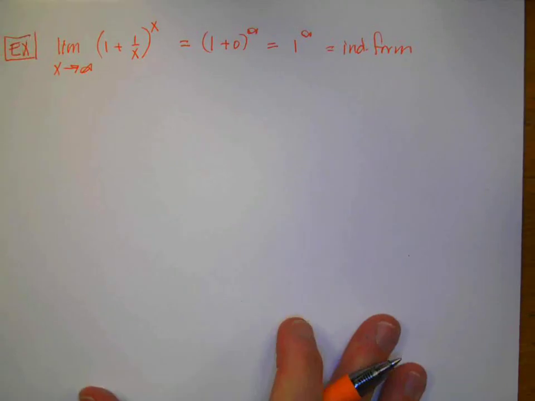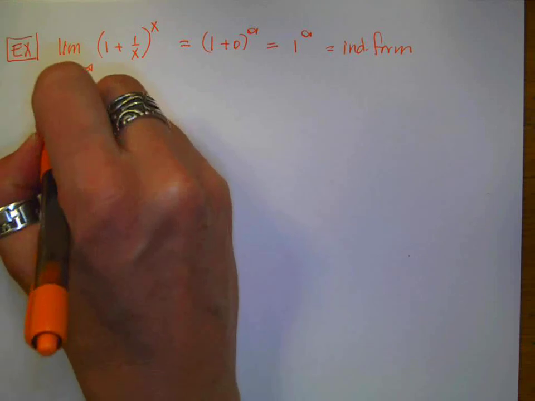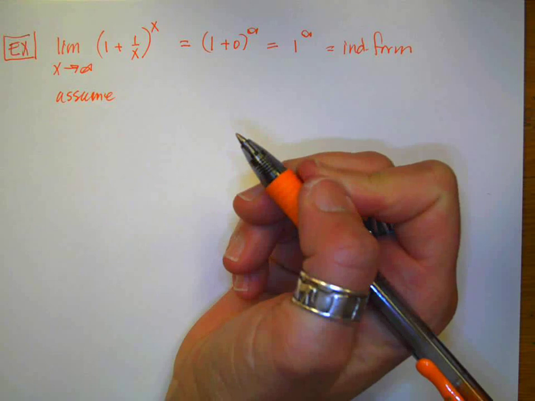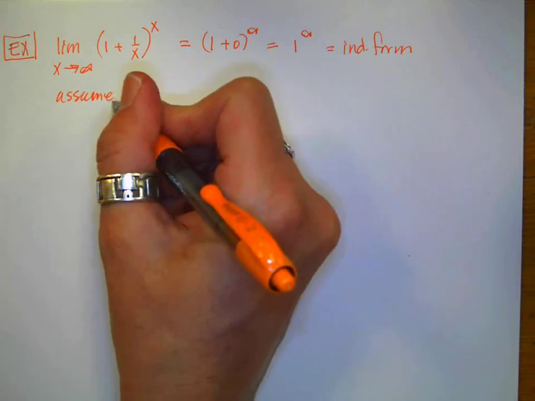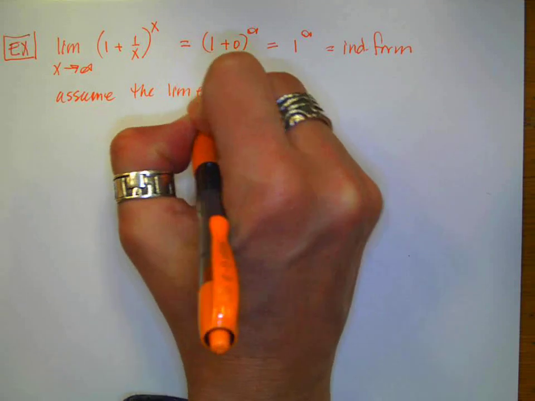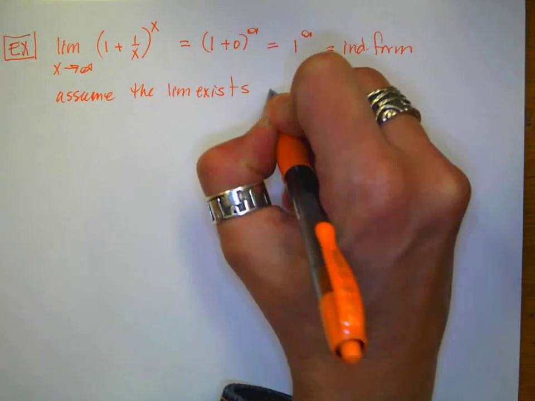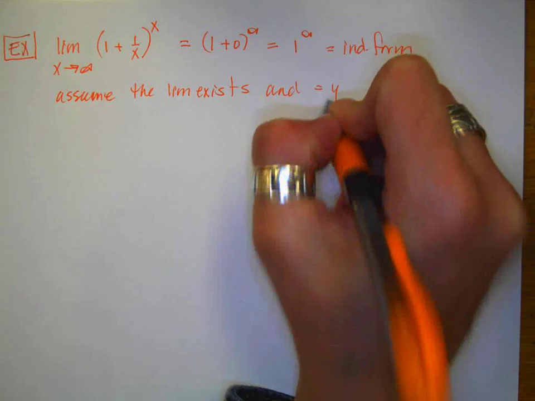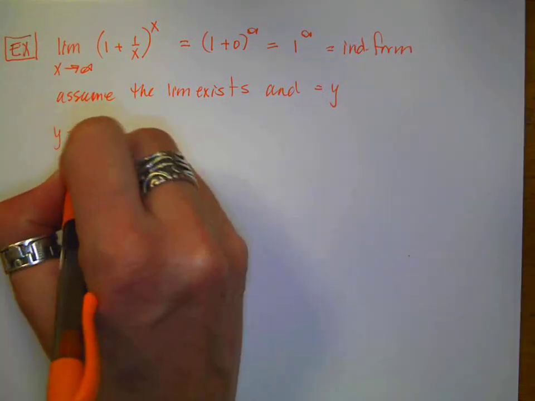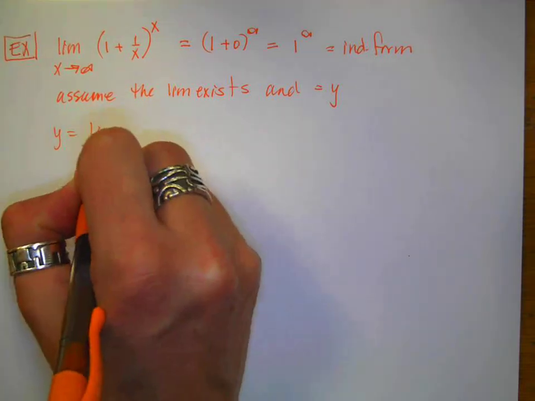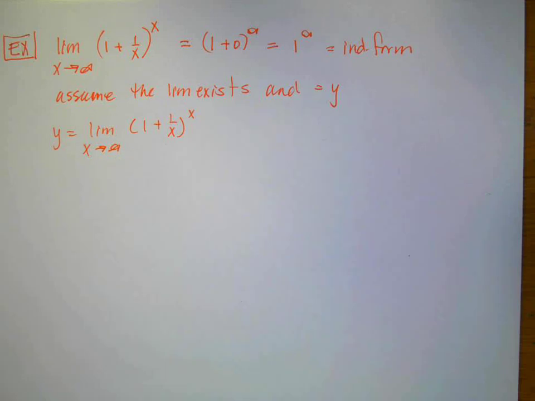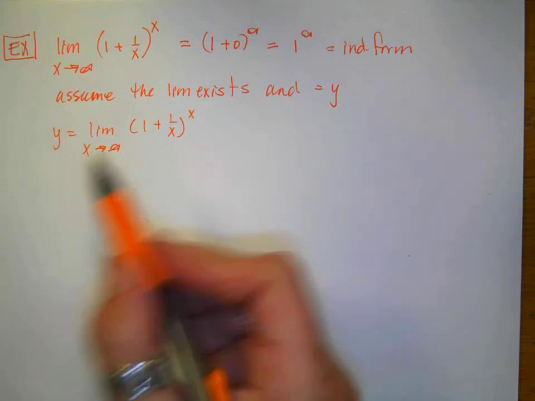All right, so we're going to do this problem a little bit differently. We're going to write down an assumption. If you're going to do an assumption, you have to write it down because that's part of your work. So we're going to assume that the limit exists and is equal to y. I'm just going to call the limit a variable. So I'm going to write y is equal to the limit as x approaches infinity of (1 plus 1 over x) raised to the x.